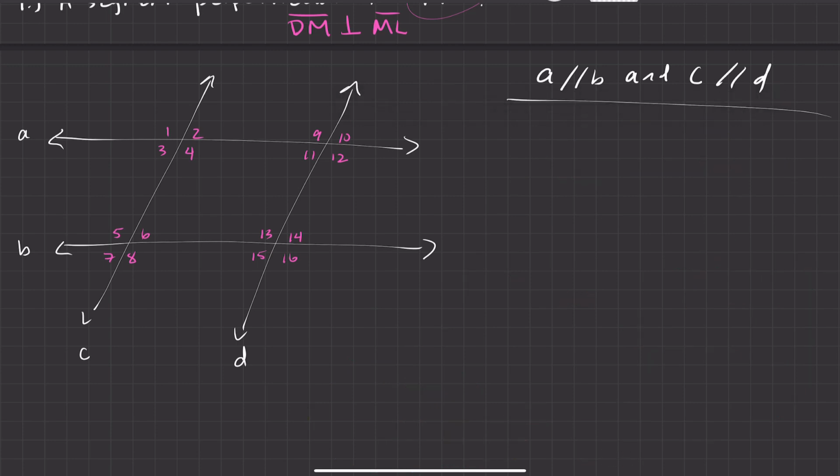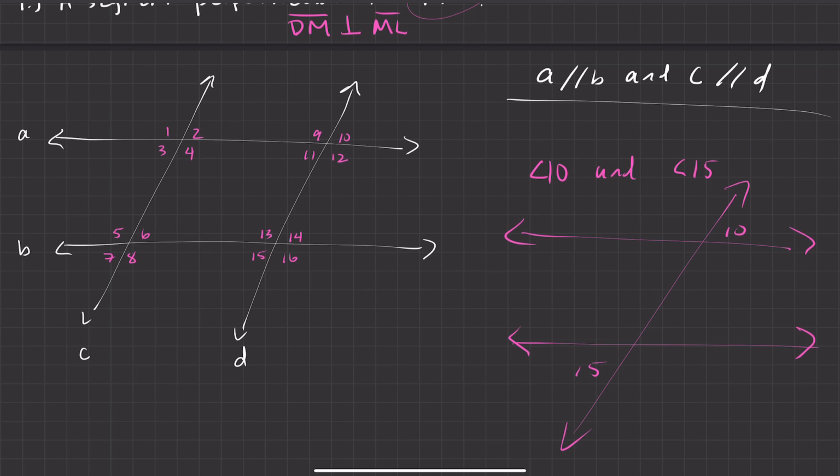Okay. Now let's go ahead and do one more. Angles 10 and 15. 10 shares line A, and then 15 is part of line B. And then they share this transversal right here, line D. So 10, 15. They are on opposite sides of the transversal, and they are both on the outside. So these are alternate exterior angles. Angles 10 and 15 are. Okay? So hopefully that makes sense.